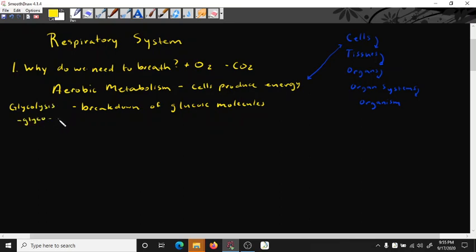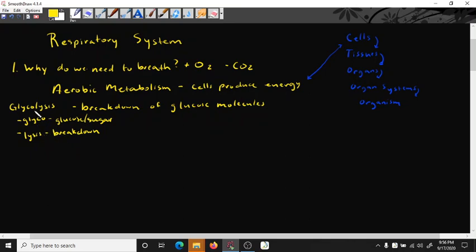Glyco means glucose or sugar. The suffix lysis means to break down. So sugar breakdown.